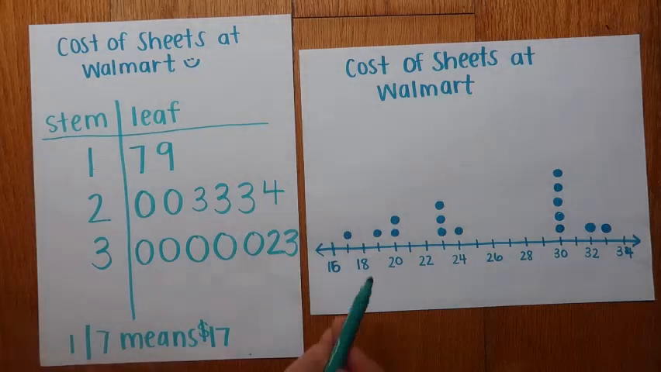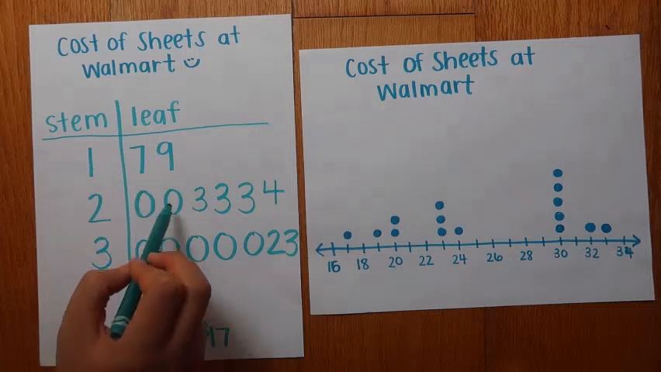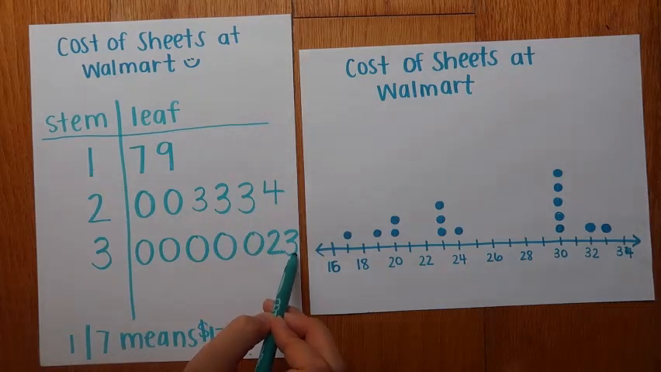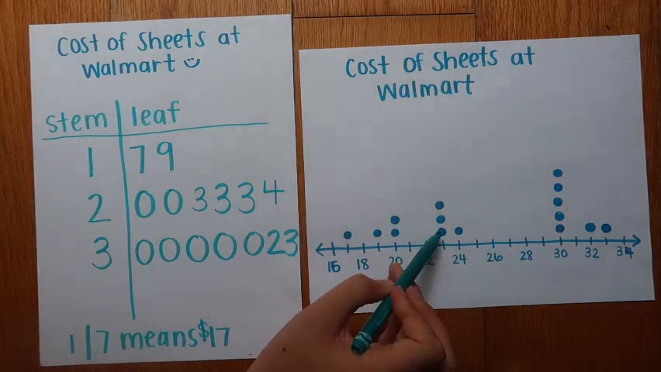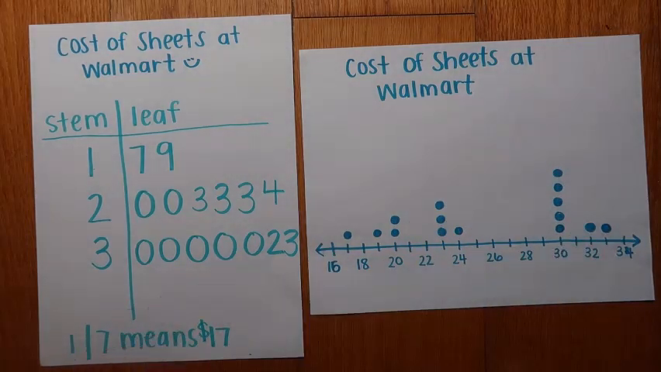We can check our work by counting up all the dots here and making sure it matches all the leaves. 1, 2, 3, 4, 5, 6, 7, 8, 9, 10, 11, 12, 13, 14, 15 pieces of data. So I should have 15 over here as well. 1, 2, 3, 4, 5, 6, 7, 8, 9, 10, 11, 12, 13, 14, 15.